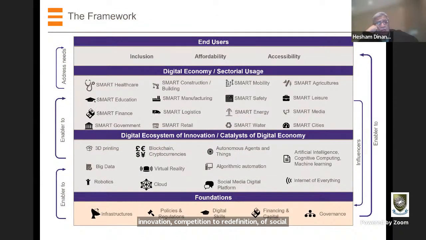I actually proposed this framework, and we integrated this framework when we were trying to define a vision and a strategy for the digital economy in the Middle East and the Arab world. And this has four layers: a foundational layer, which includes infrastructure, policies, digital skills, financing and governance; a digital economy ecosystem of innovation that includes all different kinds of technologies, whether we talk about 3D printing, cloud computing, quantum computing, social media, robotics, and so forth; and how these digital technologies will impact the industries, whether smart health, smart education, smart logistics; and how these industries ultimately will lead to the main objectives we want from the digital economy, which is inclusion, affordability, and accessibility.